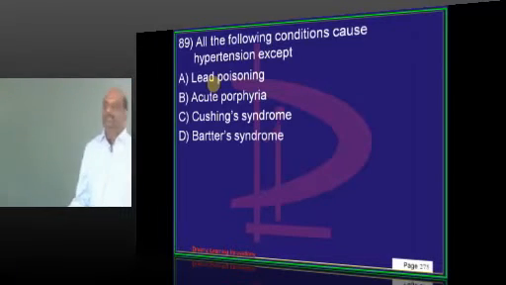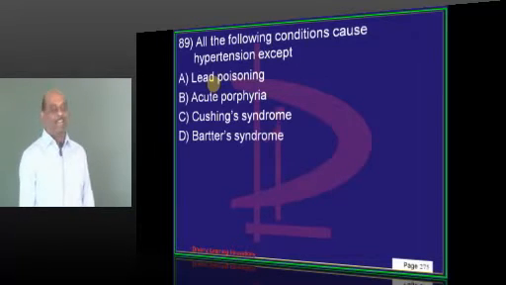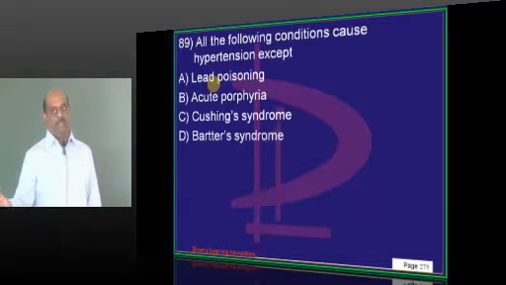Hypertension, Bartter. Bartter is like? Furosemide. Giving furosemide. Good. Liddle is like? Conn syndrome. Conn syndrome is like? Adrenal adenoma. So hypertension will be there.